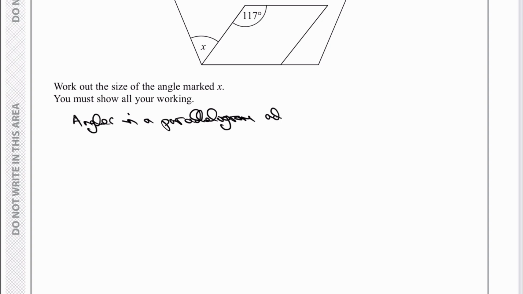add to 360 degrees because it's a quadrilateral, it's a 4-sided shape. I also know that opposite angles are the same, so therefore this must be 117 degrees. So I'm going to say, well, that must be 360 minus 117 minus 117 as well, which is going to give me the 2 angles at either side of the parallelogram, which is going to be this angle and this angle.